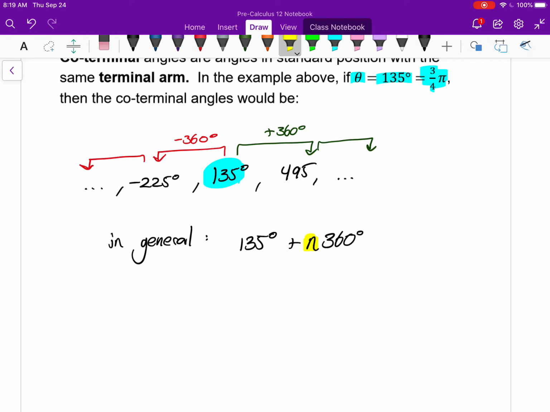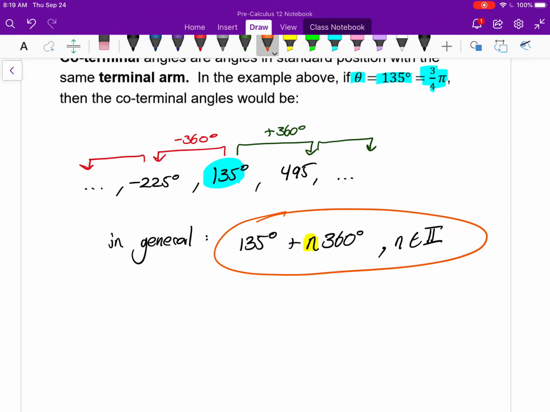But how do I specify that n has to be a whole number or a negative number? That means n has to be an integer. So I say where n belongs not to the real numbers, but to the integers. And the textbook uses a capital I to represent integers. A more typical way actually is using a capital Z, but the textbook uses an I, so I'll do that. And so this statement here summarizes all the angles coterminal to 135 degrees in degrees.